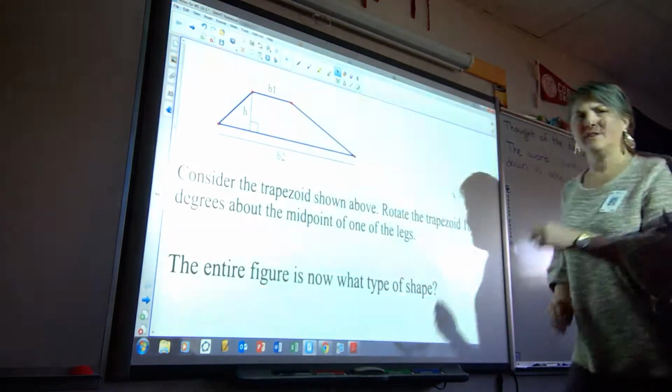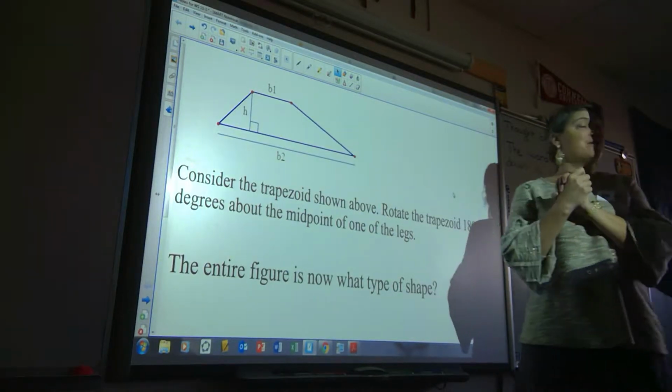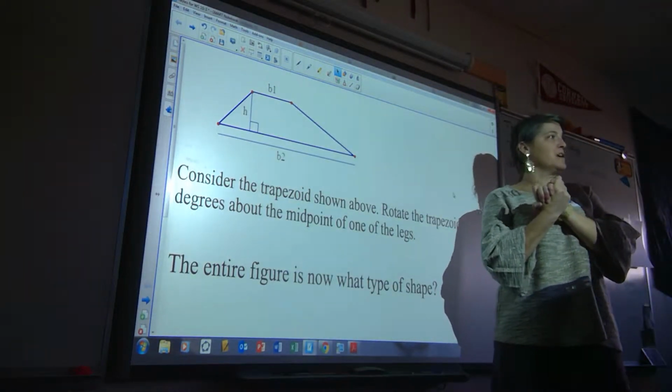To learn about some area. All right. So we're going to learn about all these other funky shapes and how to do their areas today, like trapezoids, kites, and rhombuses.